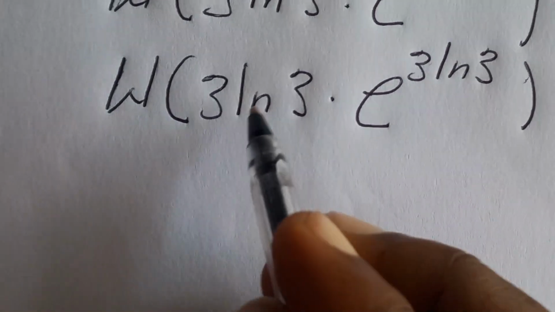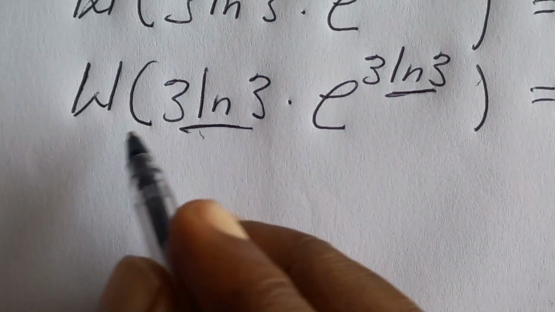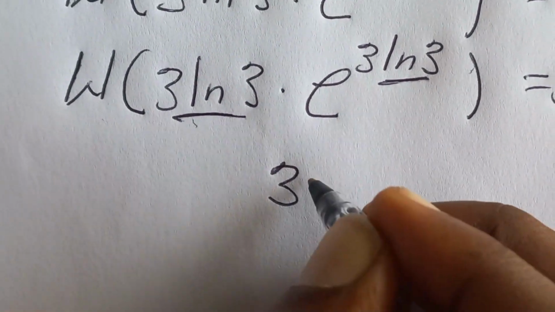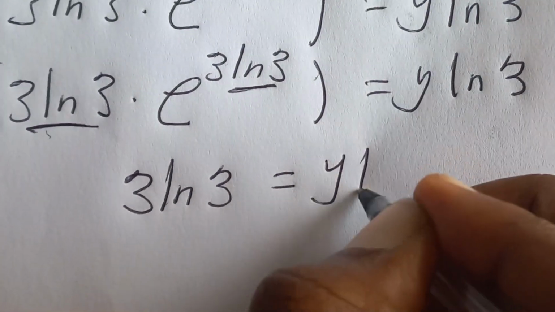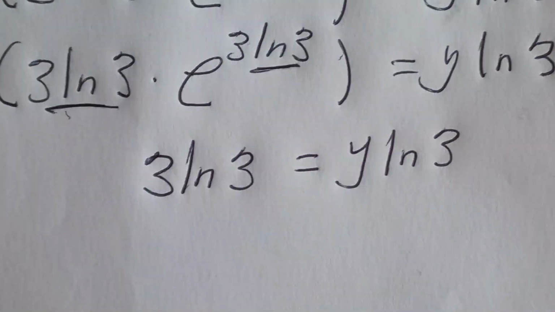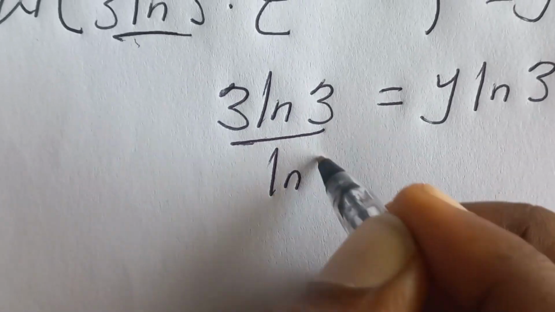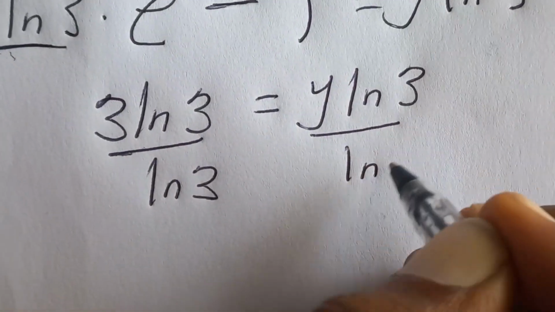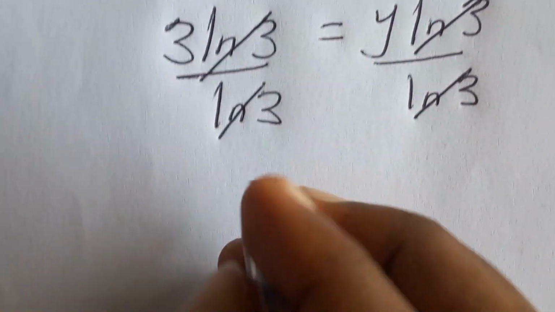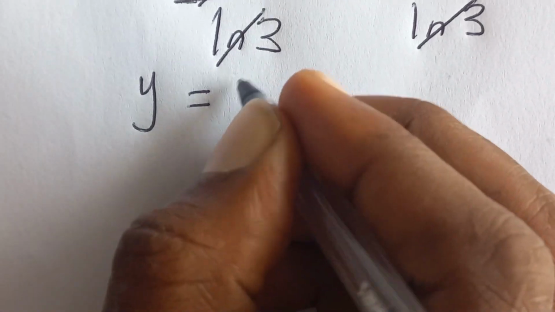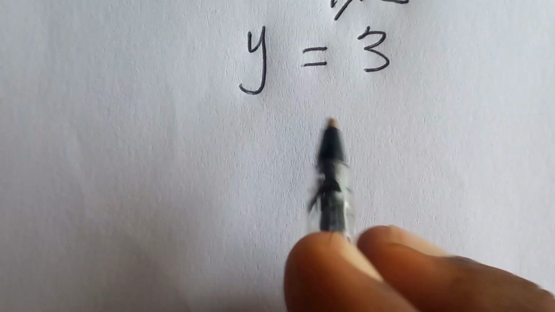Now let's observe this. Consider this term the same as this. So from here we are going to get 3 ln 3 is equal to y ln 3. Okay, so here you can divide both sides by ln 3. So ln 3 will cancel ln 3. So we get our y to be equal to 3. So our y is equal to 3.